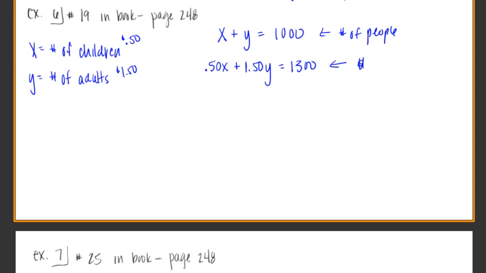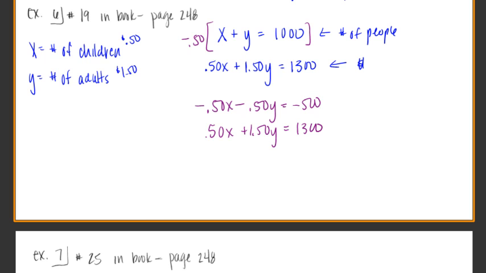Okay. So now let's go back and use an elimination method. Let's say I just want to go with the x's again. So it looks like this top equation needs to be multiplied by negative 0.50, so that way we can eliminate the x's. So let's rewrite the first one now. It'll be negative 0.50x minus 0.50y is equal to a negative 500. And then the second one we're just going to leave as is.